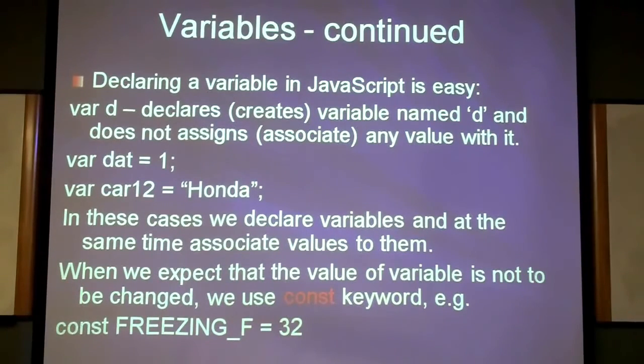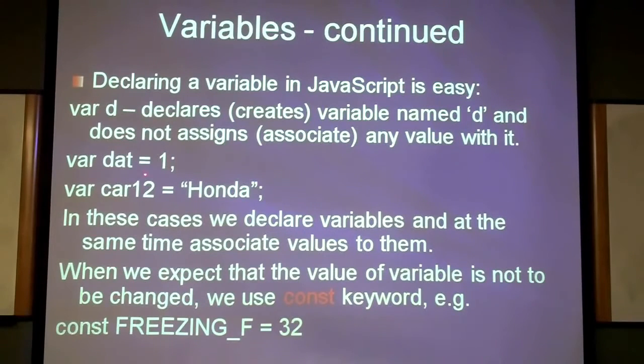Okay. So next thing which I can do, I can create another variable. Essentially, JavaScript allows you to create as many variables as you need, or even more than that. This is another example when I create a variable which I call car12. Maybe it's car number 12, maybe it's parking lot number 12, who knows. But I assign to it the value Honda.